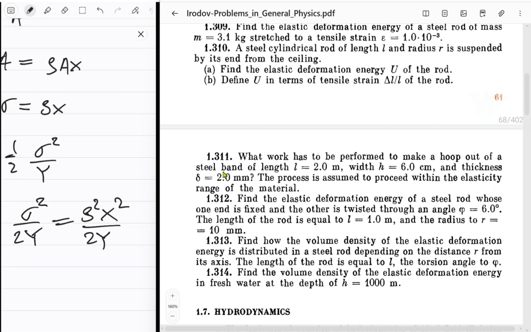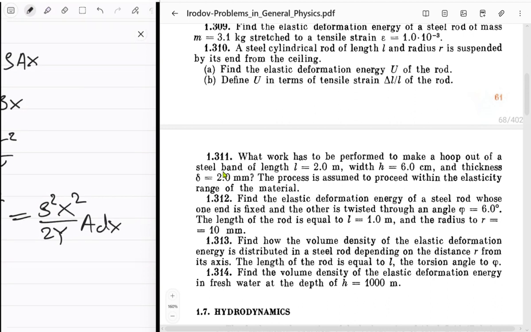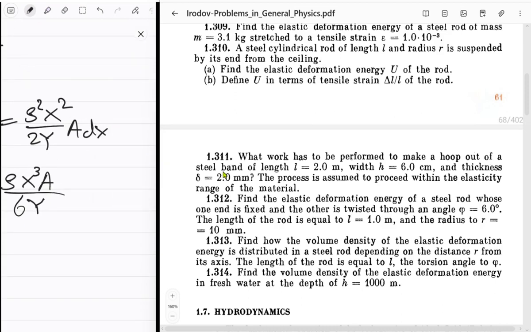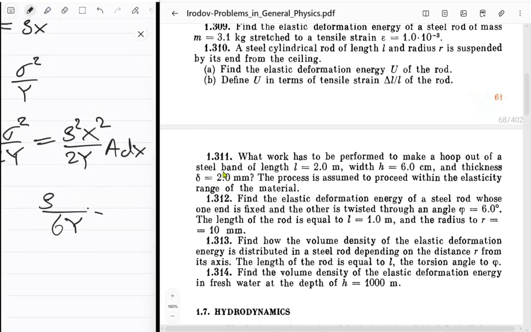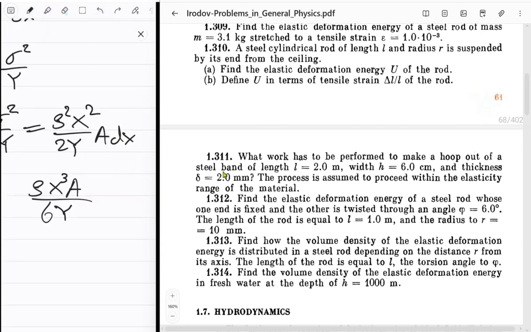Now, this times the volume itself, which is just the area times dx. So that's the energy stored. We just want to integrate this, right? Easy as that. It's rho squared x cubed A upon 6 Young's modulus, and it goes from x equal to 0 to L. So there we go. Oh, sorry, it's supposed to be L over here. Yep, that's the energy.